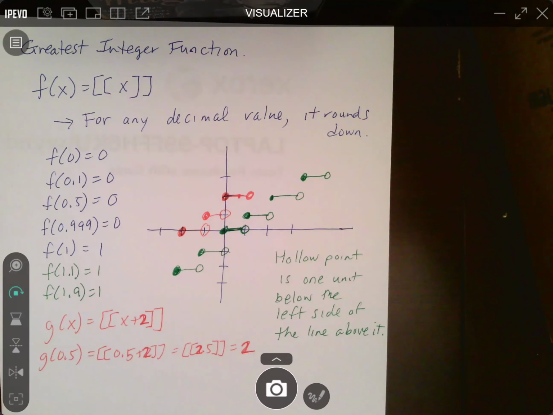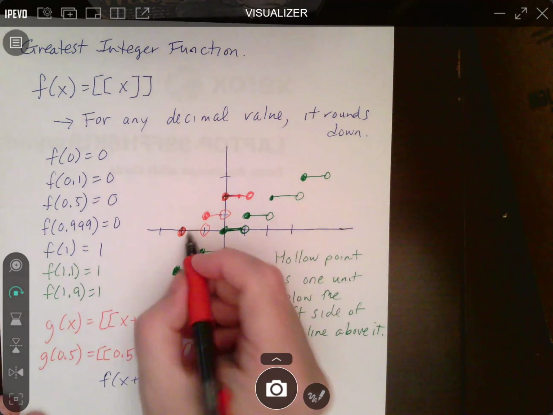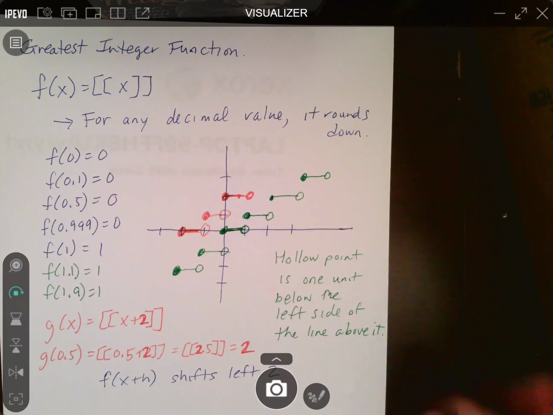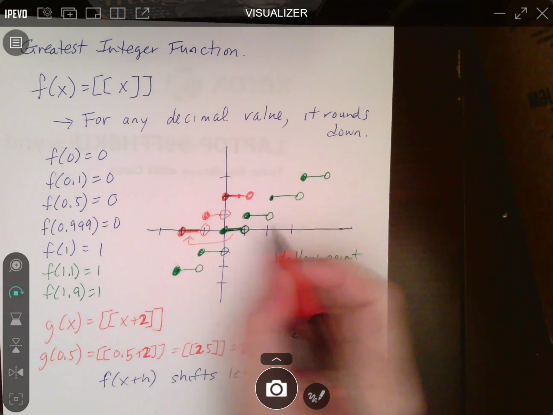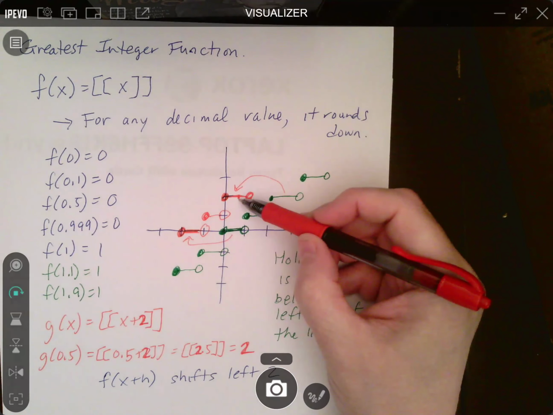But following along with what we did yesterday with the whole f of x plus h shifts left, we can see that happening. I'm going to darken this section right here so it shows up because it's not showing very well. This whole thing is moved left 2 units. This whole line segment is moved left 2 units. The entire graph is moved left 2 units. It looks like it's moved up, but it hasn't. It's moved left.